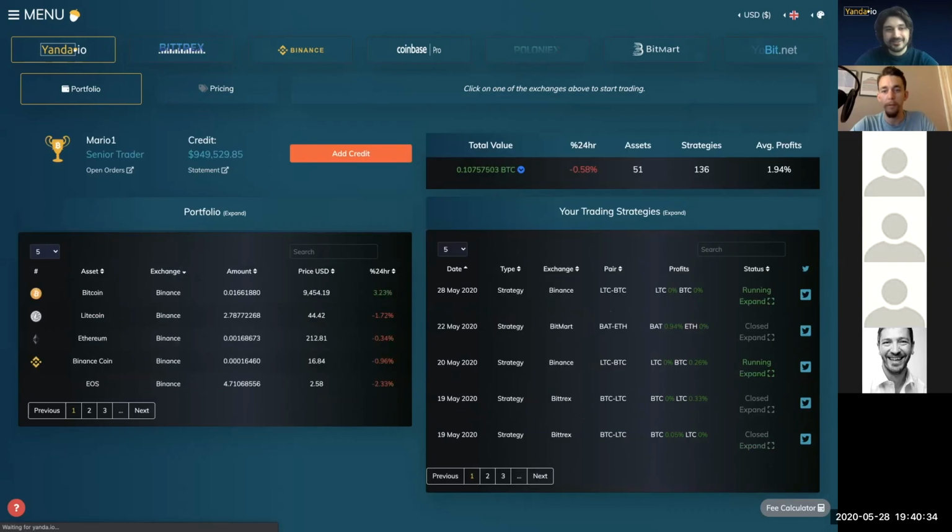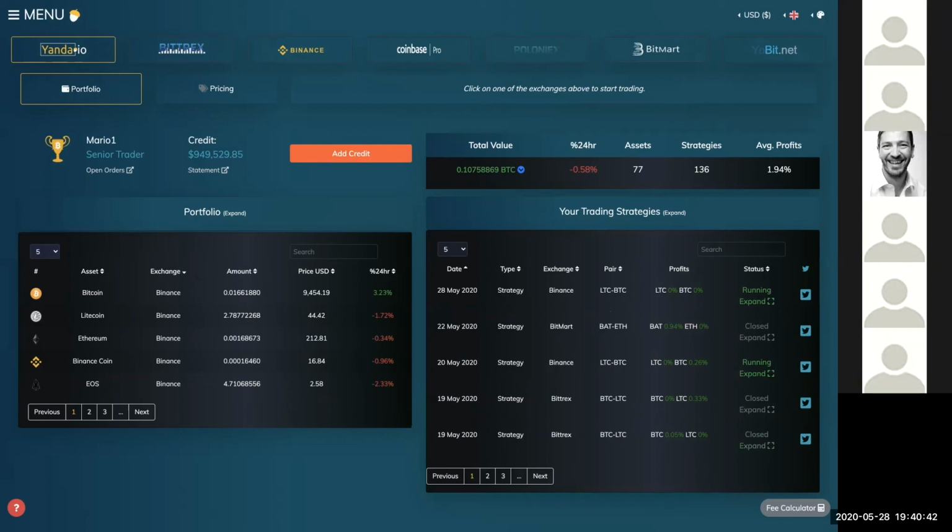Guys, do you want us to do more masterclasses like this on other parts, like copy trading or any other sections that we've got, connecting APIs or anything like that? Yes. All right, we've got those in.